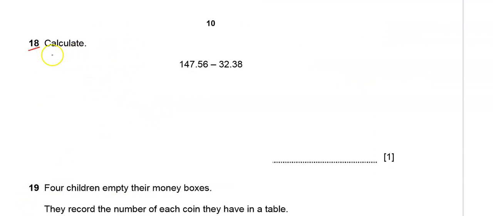Question 18. Calculate this, take away this. So 147, I would like to arrange it this way. 0.56, take away 32.38. Now it becomes easier to calculate when you arrange the numbers in this way. So 6 is less than 8, so we borrow 1 from 5, remain 4. So now we have 16. 16 minus 8 gives us 6.